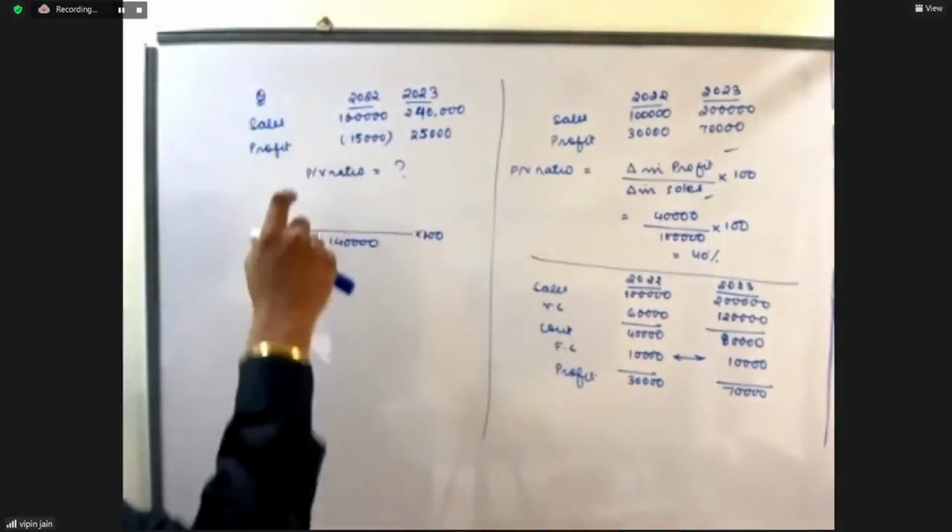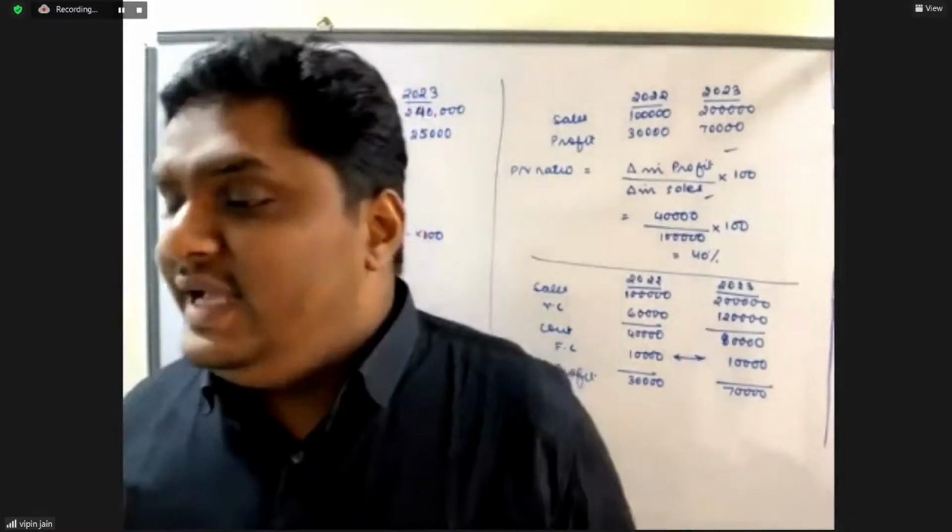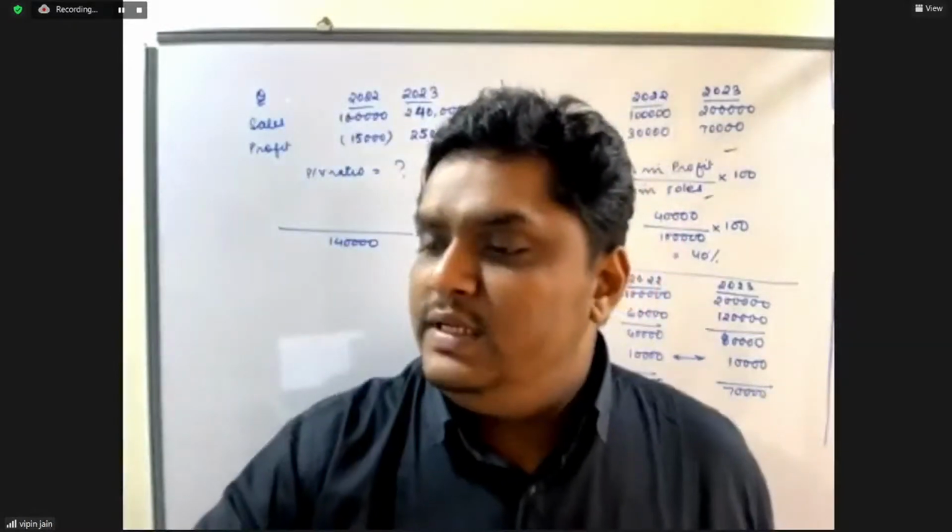Varsha, in the first year, there is a loss of 15,000 and in second year, there is a profit of 25,000.